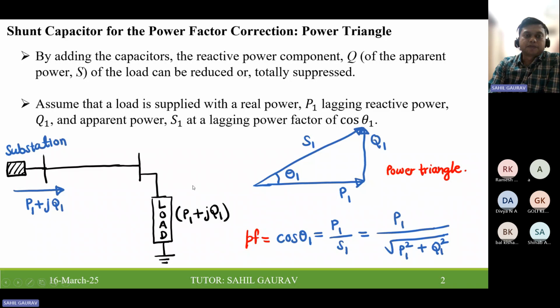From the power given, we can make this power triangle where on the x-axis we have P1, and then perpendicular to it we have reactive power Q1, and this theta 1 is the power factor angle. So the relation you can write for power factor is cos theta 1 equals P1 upon S1, equal to P1 upon root of P1 square plus Q1 square.